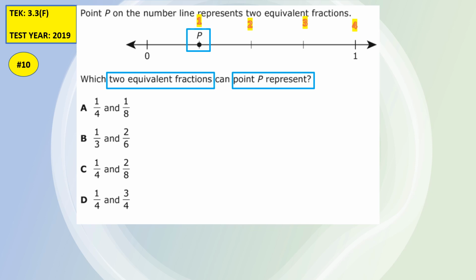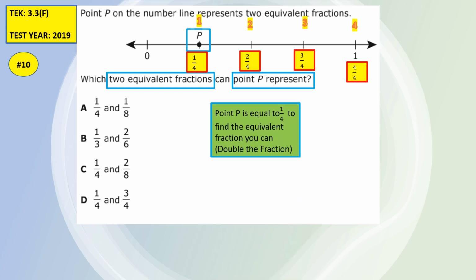So that means that I'm counting by fourths. Okay, I'm counting by fourths. So that means that point P would be 1/4. Now I know that if I double a fraction, then I can figure out its equivalent or equal fraction. But I'm going to go ahead and finish labeling this number line. Now, again, point P is equal to 1/4.